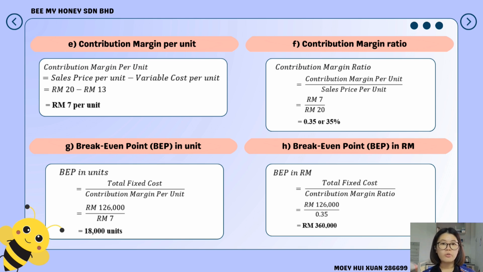The last two calculations are regarding the break-even point. The formula for break-even point in units is the total fixed cost of 126,000 divided by the contribution margin per unit at 7 ringgit. So the break-even point is 18,000 units. Whereas the break-even point in Ringgit Malaysia is total fixed cost divided by the contribution margin ratio of 0.35, and the break-even point in Ringgit Malaysia is 360,000. I will pass to the next presenter to continue the following questions.